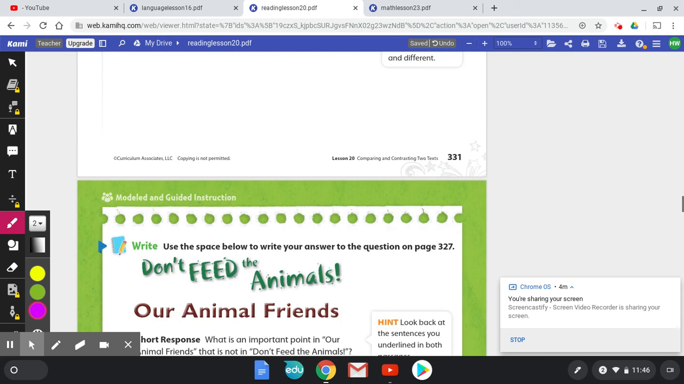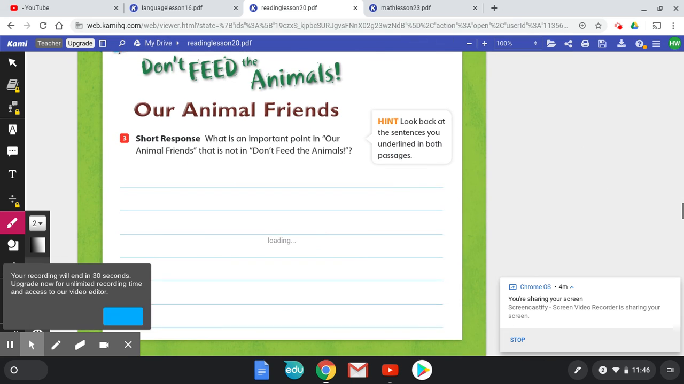All right, I'm getting there. Okay. What is an important point in Our Animal Friends that is not in Don't Feed the Animals? Hint, look back at the sentences that you underlined in both passages. So I'm going to do a part 2, but I'm going to give you a chance to write your response. And then when you go to part 2, you'll see what a good response would be. You can compare and contrast our responses to see what you should have had. Okay? So you do yours and then come back and check on mine in part 2.